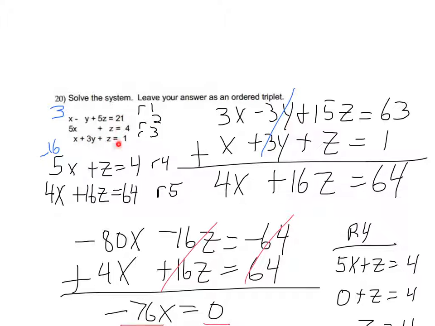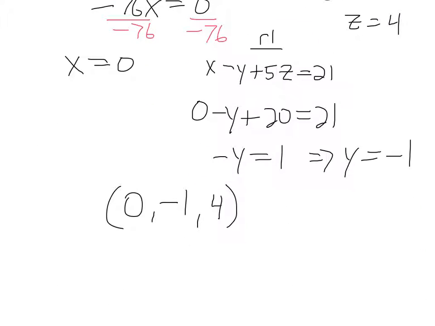You can go back and plug it in and check and make sure this one's all right, which this one is. Leave your answer as an ordered triplet. That's what an ordered triplet looks like. 3 numbers in the right order, ordered triplet. Okay, next question.